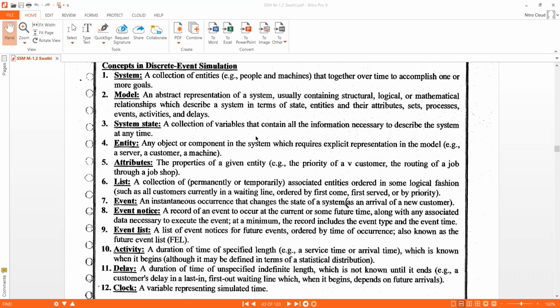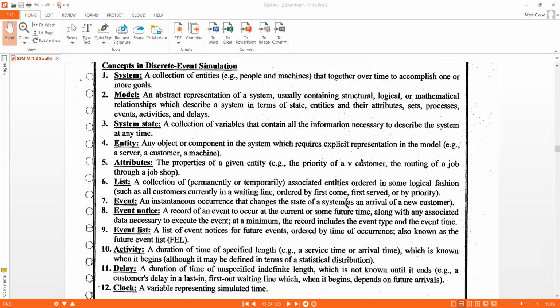Next is entity. An entity is any object or component in the system which requires explicit representation in the model. Examples of an entity are a server, a customer, a machine. Entity is nothing but an object, or a component in the system, which requires explicit representation in the model. For the entity, examples are system server, system customer, machine. These are all examples of an entity.